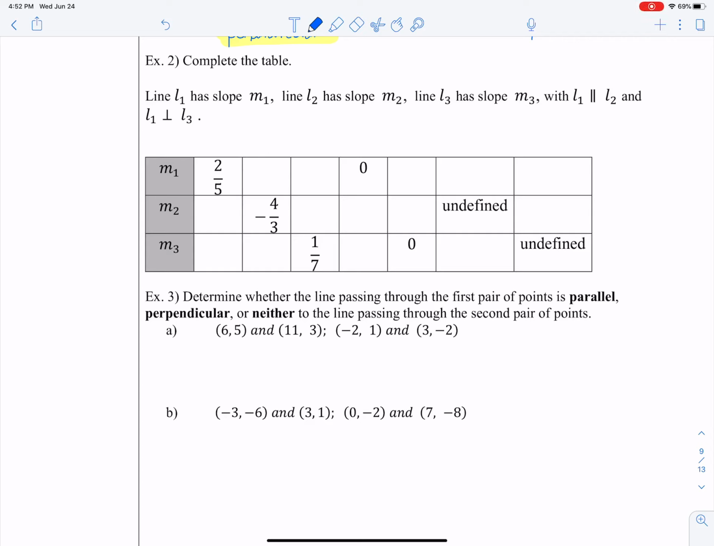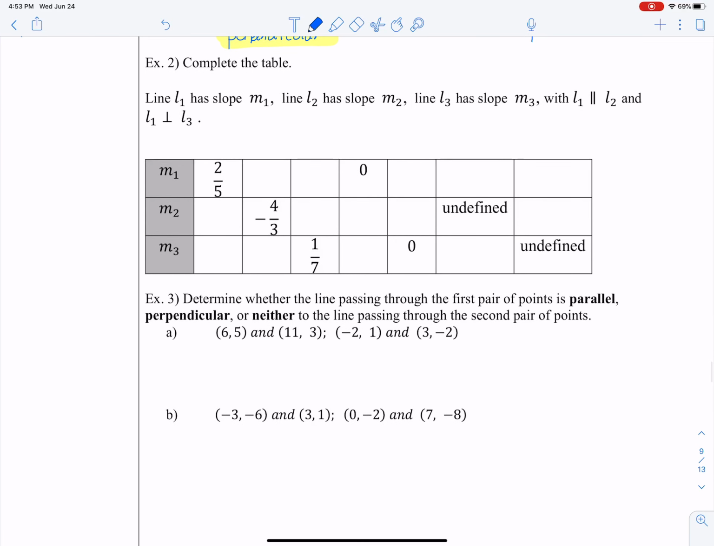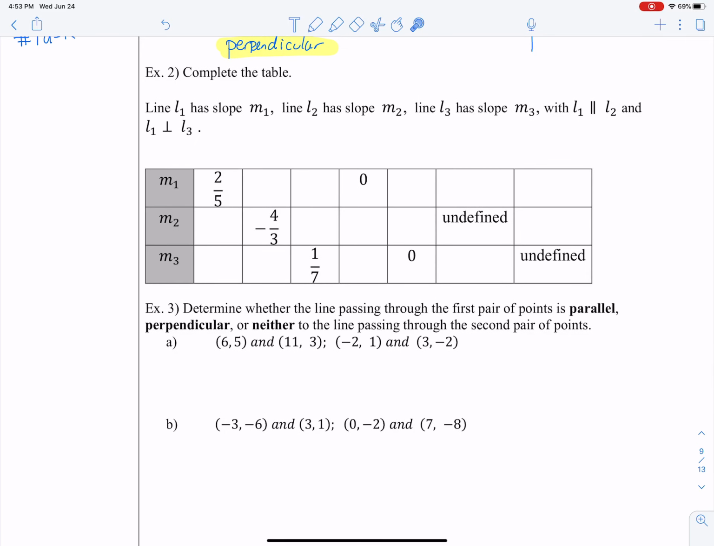This is 4.4a part 2. So now that we have compared our slopes, this next table wants us to fill in slopes. So here we have line L1 has a slope of M1, line L2 has a slope of M2, and line L3 has a slope of M3.